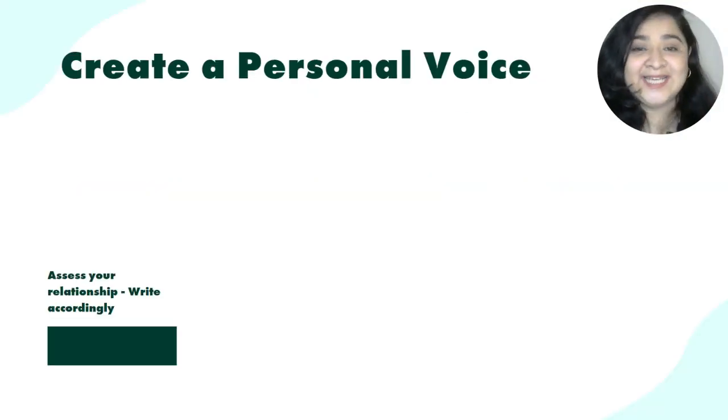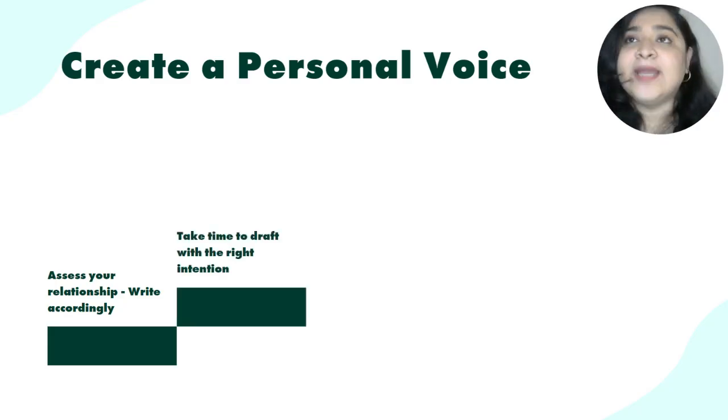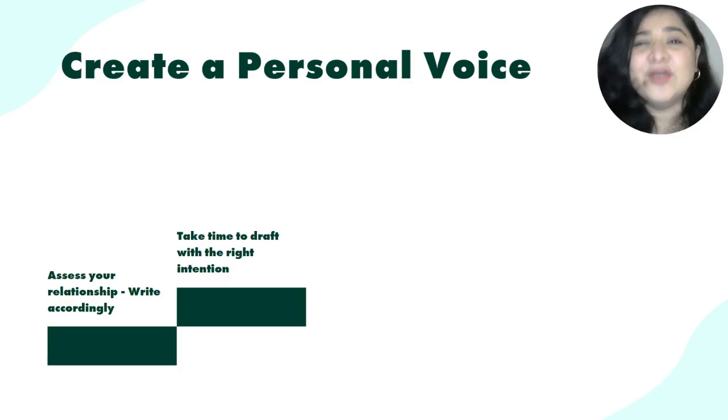Now let's understand how you create a personal voice based off what we learned about tone. Assess your relationship with the other person because that is what we are basing this writing on. Now, based on the level of formality is where you will adjust the formality in your message as well. So you want to take the time to draft and ensure that you have the right intention. The right intention being not to hurt the other person, not to place blame on the other person, not to focus on the problem, instead focus on the solution, have a more empathetic, collaborative and supportive approach to this.